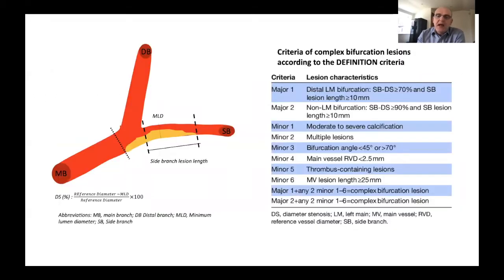Importantly, to have a complex bifurcation by definition criteria, as long as it's left main, either side branch stenosis of more than 70% and a lesion length of more than 10, then it's complex. In the analysis we're showing, the lesion length of the side branch comes from the carina to the end of the disease, as shown in the cartoon on the left-hand side there. It does not include any disease proximal to the carina.